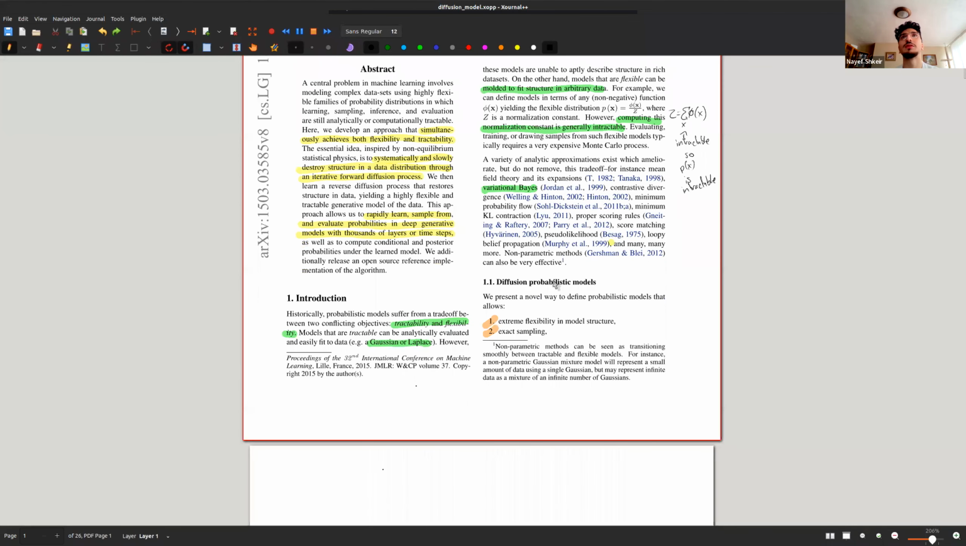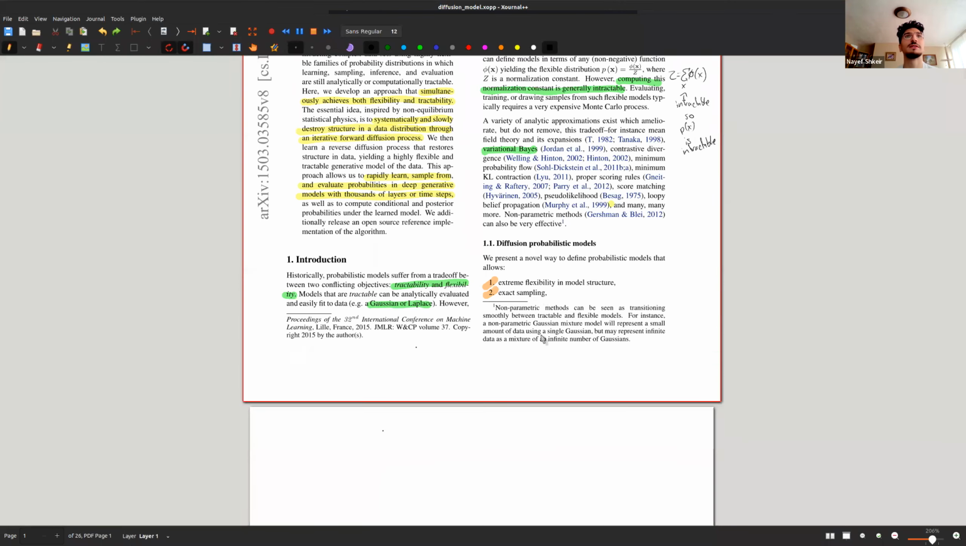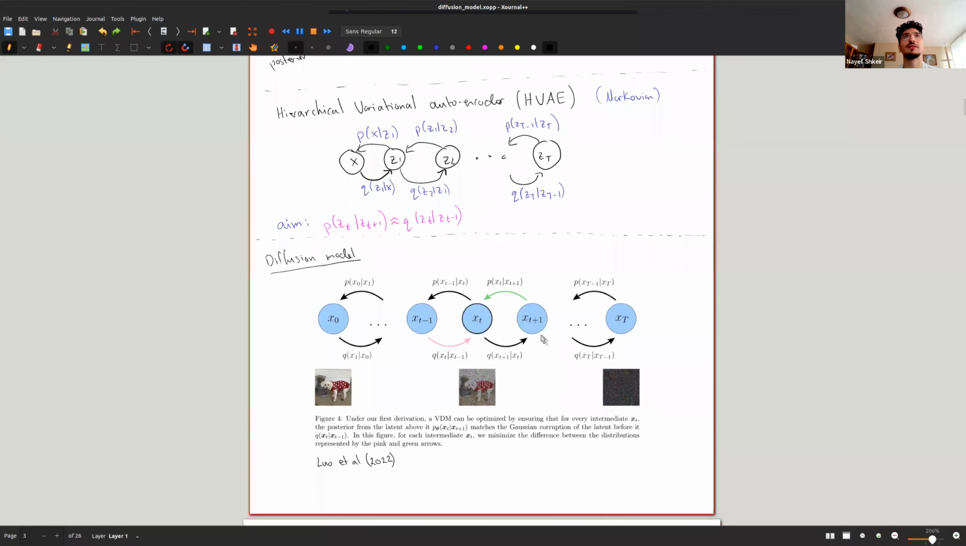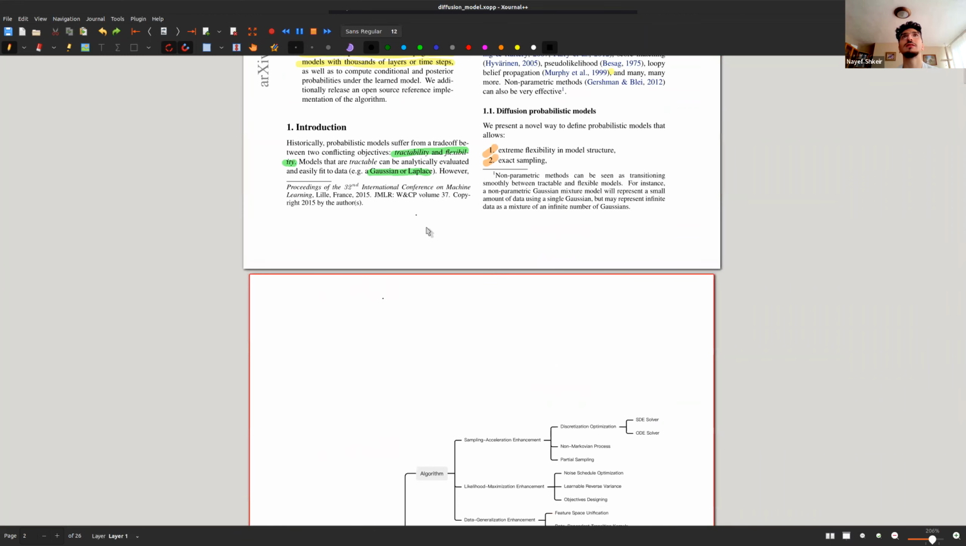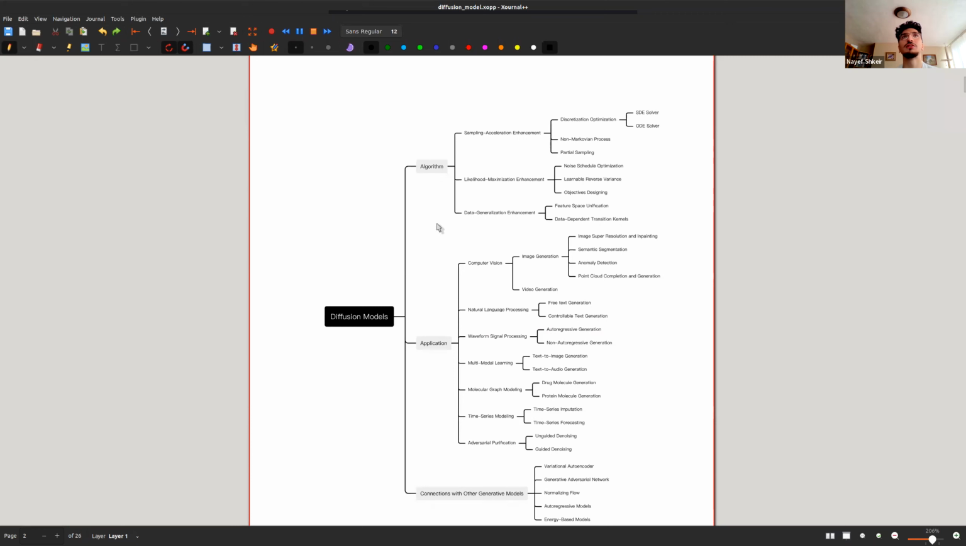But yeah, in the diffusion probabilistic model, that's what they call the model that they present here, they define a probabilistic model that gives them extreme flexibility in model structure, right? They can generalize a lot of different data distributions. So you do exact sampling, which I think will make sense once we go into the actual model a bit later. And okay, easy multiplication with other distributions, and you can compute the model likelihood and the probability of individual states cheaply.